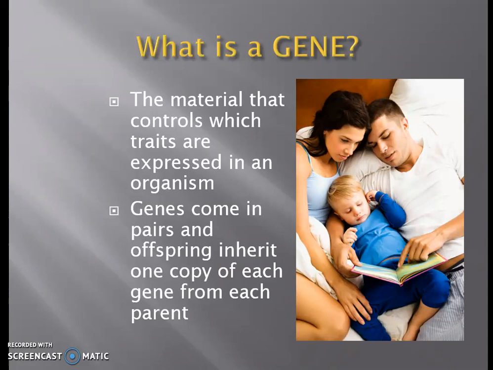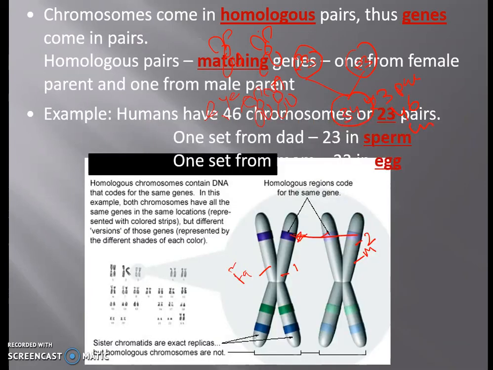Genes also come in pairs. An offspring inherits one copy of each gene from each parent. Talking about chromosomes, chromosomes come in homologous pairs, so genes also come in pairs. What are homologous pairs? Homologous chromosomes, also called homologs, are a set of one maternal chromosome that comes from your mother and one paternal chromosome that comes from your father. These chromosomes pair up with each other inside the cell during meiosis. Also, these homologous chromosomes have the same genes in the same loci. Loci means the same location.